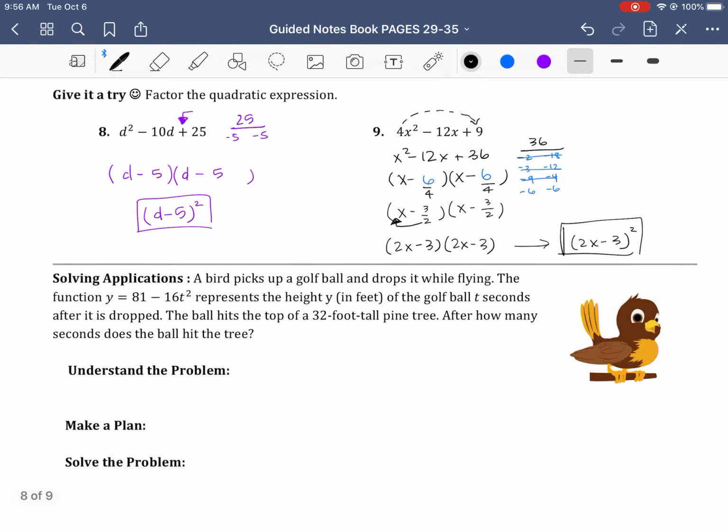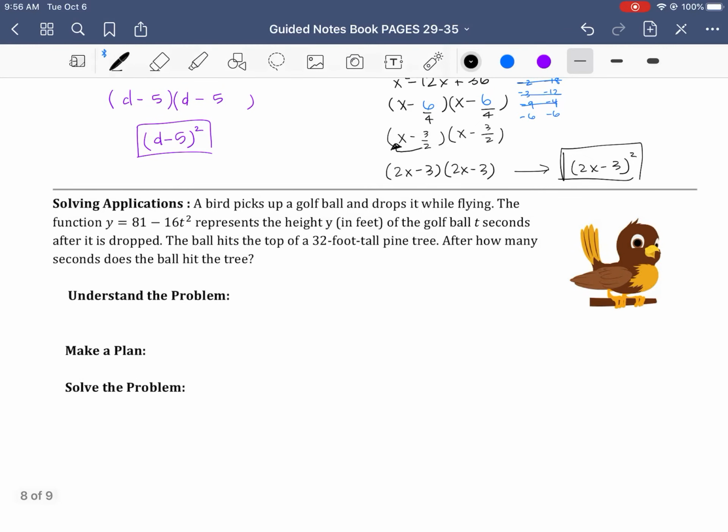Perfect. Okay, let's look at an application really quickly, just some introduction to applying these properties. If you look at this one, it says a bird picks up a golf ball and drops it while flying. The function y equals 81 minus 16t squared represents the height in feet of the golf ball t seconds after it's dropped. The ball hits the top of a 32-foot tall pine tree. After how many seconds does the ball hit the tree?